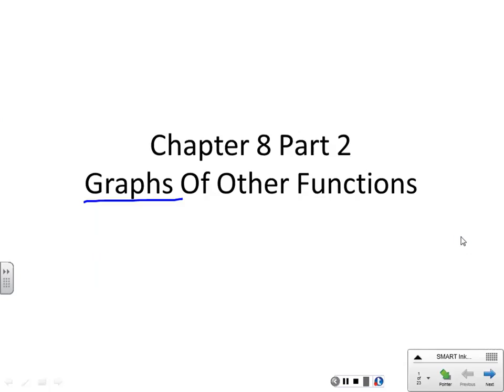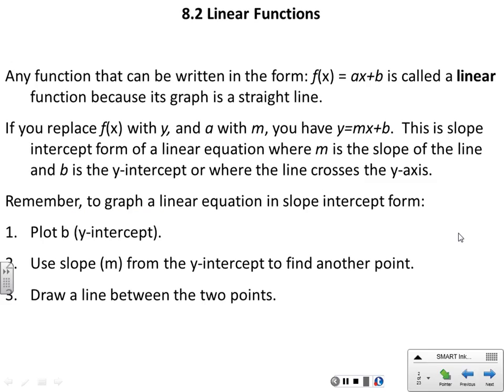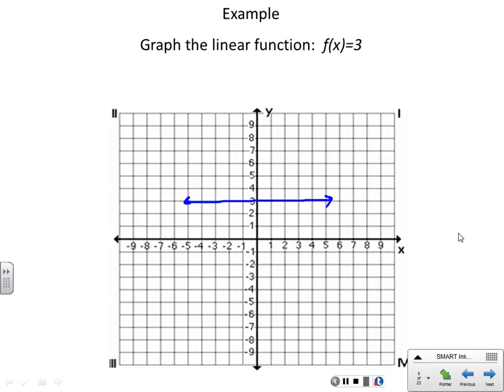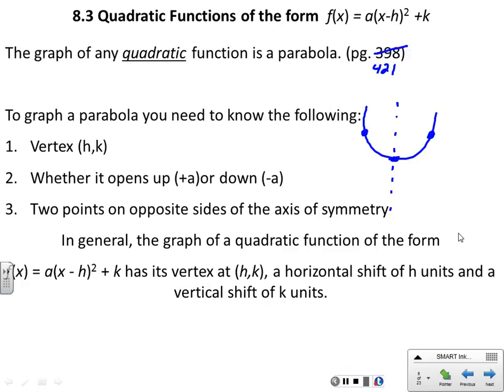So what I'm going to do tonight is finish Chapter 8, Part 2. We started that last week, and we talked about the linear functions. Y'all remember how to graph straight lines, hopefully. And then we talked about the parabolas, in the form of h and k, which is what we call standard form.